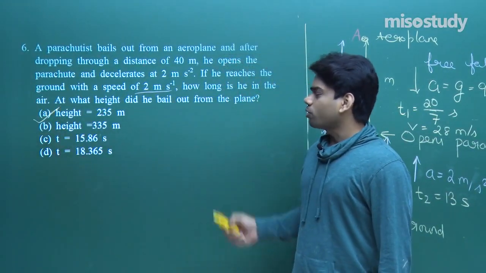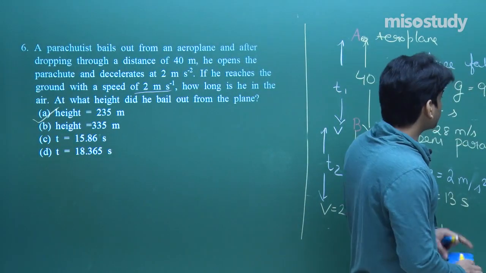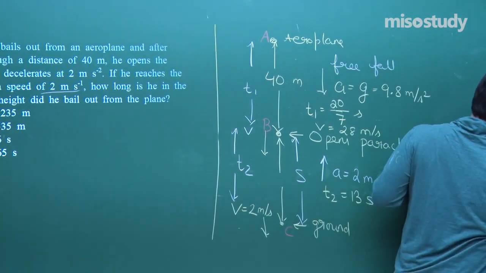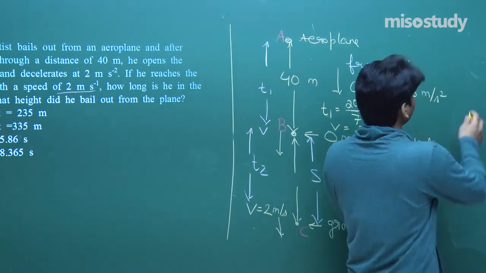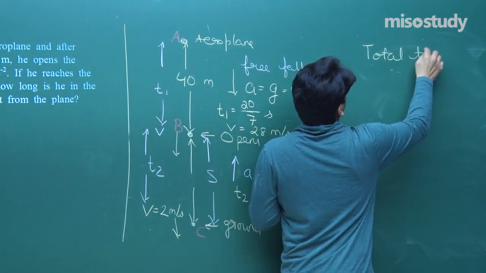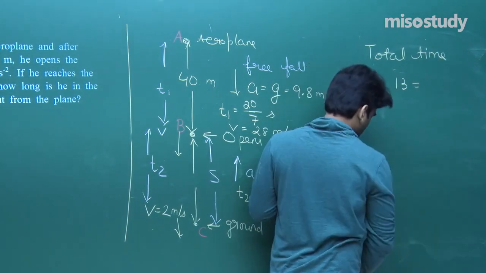At what height did he bail out from the plane? So height is 235 meter. That is the first response. We also calculated indirectly the value of total time taken. One time we got 13 seconds, the other time was 20/7. So total time comes out to be 13 plus 20/7.